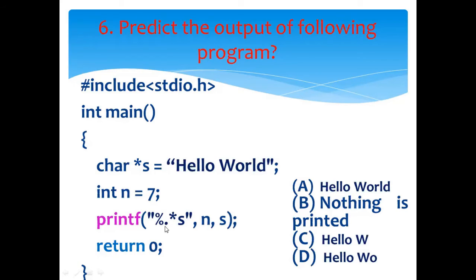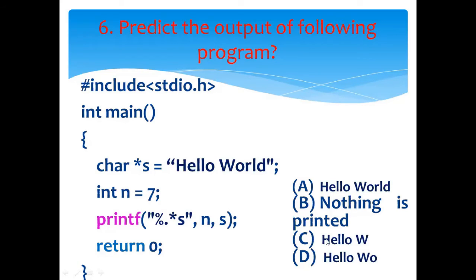That is what the meaning of .*s means. It means that 7 characters from the string s will be extracted and displayed via printf. So 0, 1, 2, 3, 4, 5, 6, total number of characters is 7, up to "hello ". Space is also considered as a character: 1, 2, 3, 4, 5, 6, 7. That is, "hello w" will be printed for this printf statement.